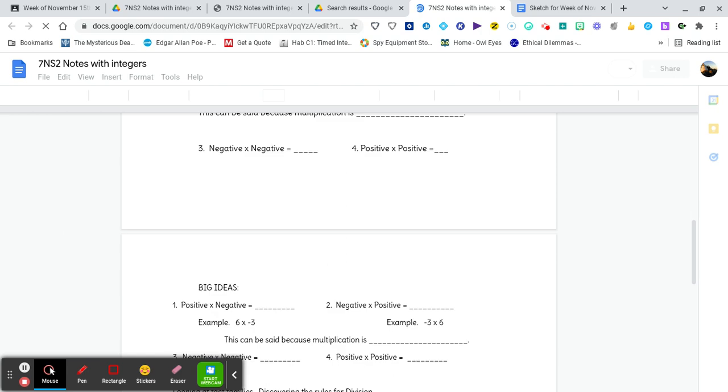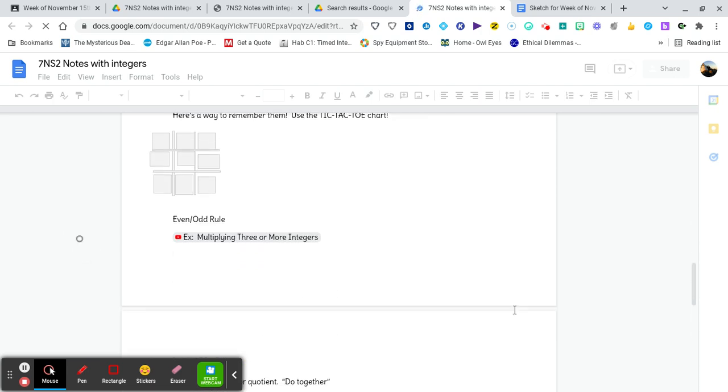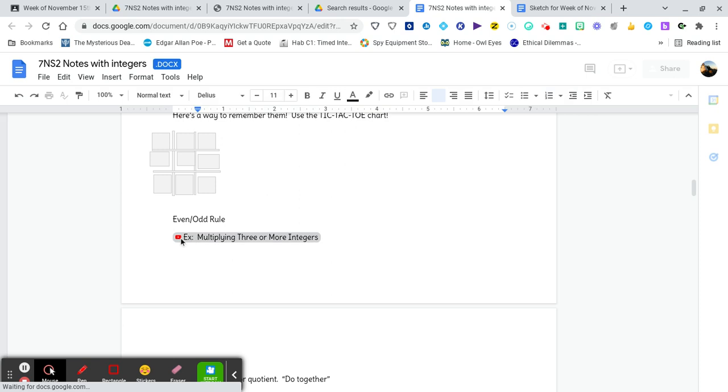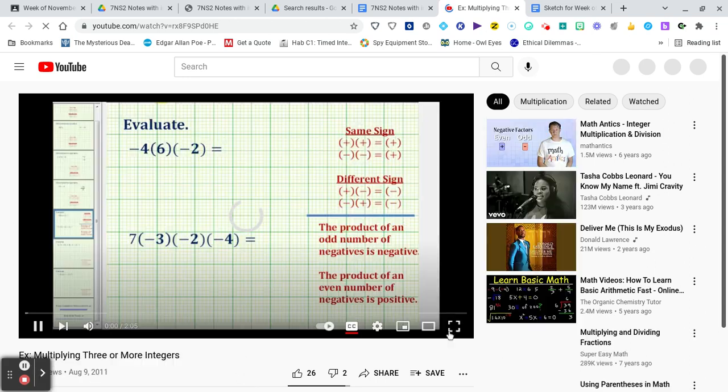This is called the even odd rule. It also helps if you forget your integer rules for multiplication and division. And it's just 2 minutes.